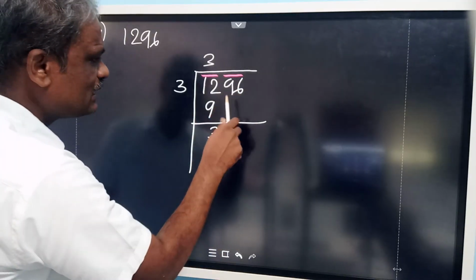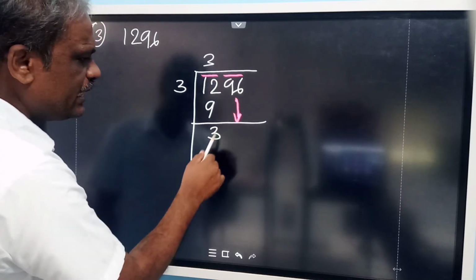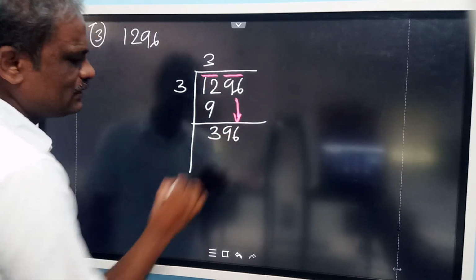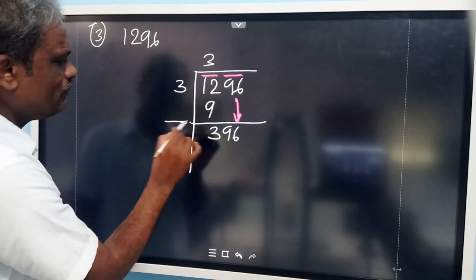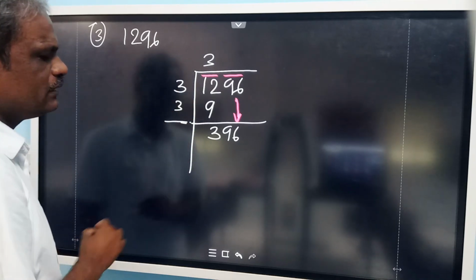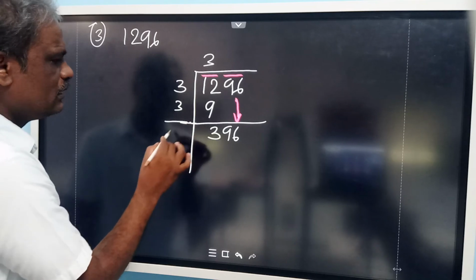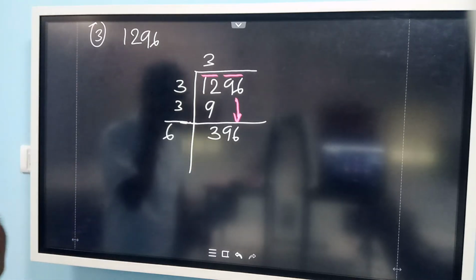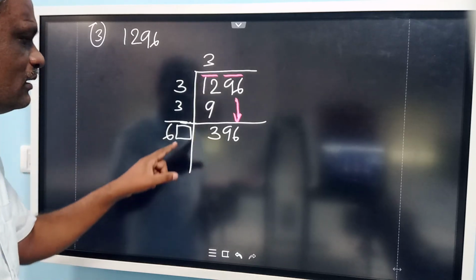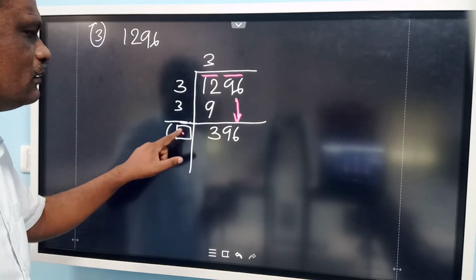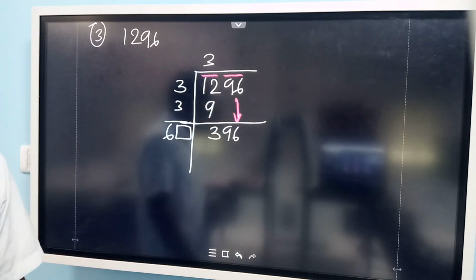So bring down this 96 right adjacent to this remainder 3. 396 it becomes. After this, what is the next step? Double this one: 3 plus 3 becomes 6. So here there is a blank place. You have to fill that blank place. Find out the number; it should be the nearest.